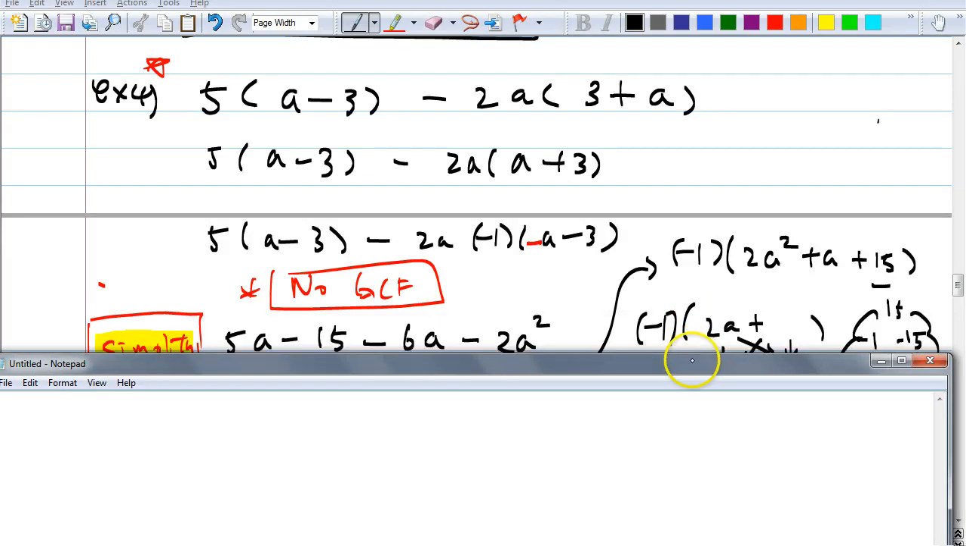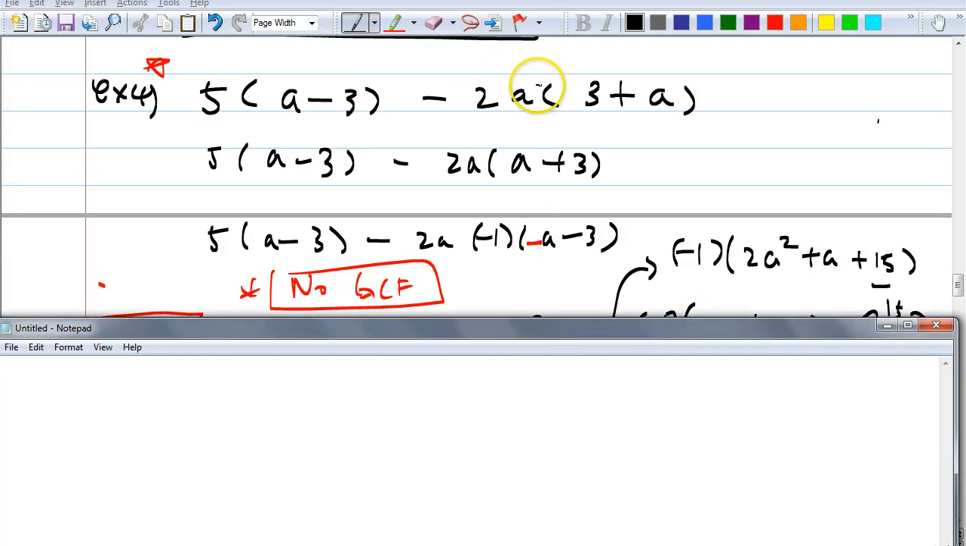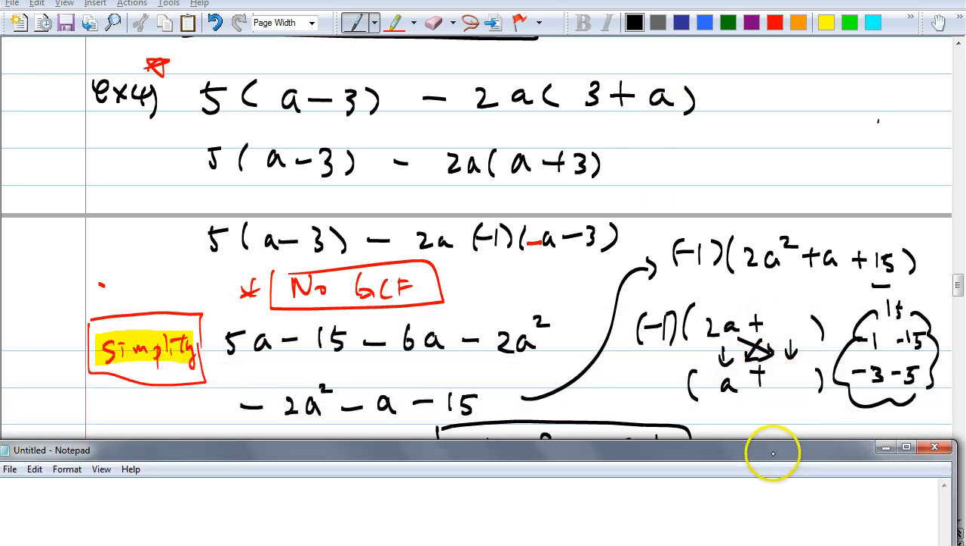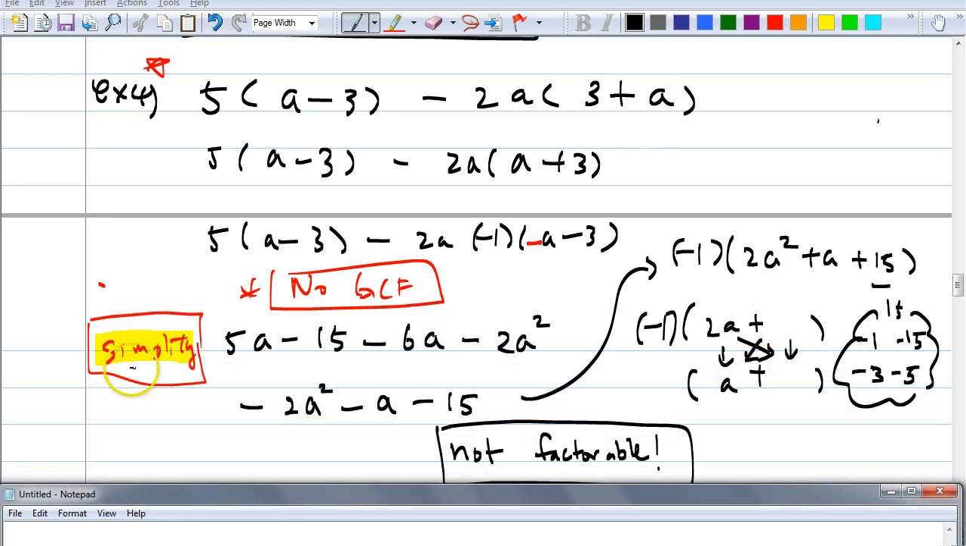So you basically distribute 5 and distribute 2a to this binomial. Even if you do that, it's not factorable. But you have to simplify. Once there is no GCF, even if you do this, you gotta simplify and get a trinomial, and this trinomial becomes negative 2a squared minus a minus 15.